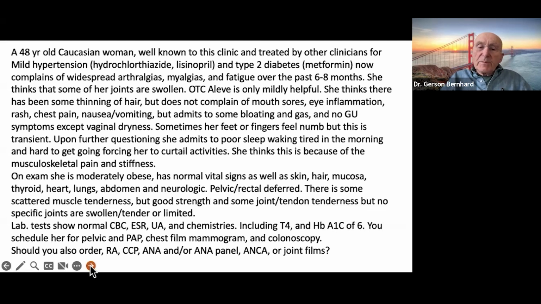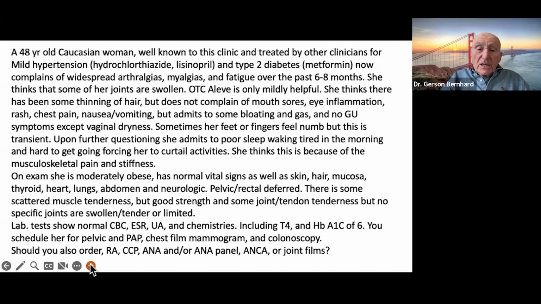On examination, besides being moderately obese, this patient has normal vital signs, and her skin is clear, her hair is okay, her mucosa, her thyroid's okay, her heart, her lungs, all this is really normal. You haven't found anything. You defer the pelvic exam for the moment. There's some scattered tenderness in some of her muscles, but not specific, and her muscle power strength is really still quite good. It may fatigue fast, but the general strength testing is okay. And she doesn't have any specific joints that are swollen and tender, like the previous patient I presented. Her so-called swelling of joints is rather her subjective rather than objective findings.